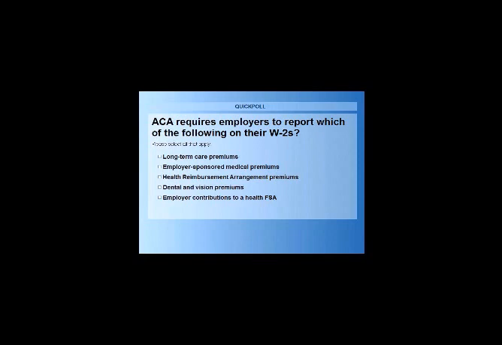vote. So the question is, ACA requires employers to report which of the following on their W-2s? So this is the ACA reporting requirement. Is it A, and just check all that apply, long-term care premiums should be reported? Is it B, employer-sponsored medical premiums? C, HRA, or health reimbursement arrangement premiums, D, dental and vision premiums, or E, the employer contributions to a health FSA. So you can check more than just one, so check all that apply, and we'll give you a moment here to provide your answer.